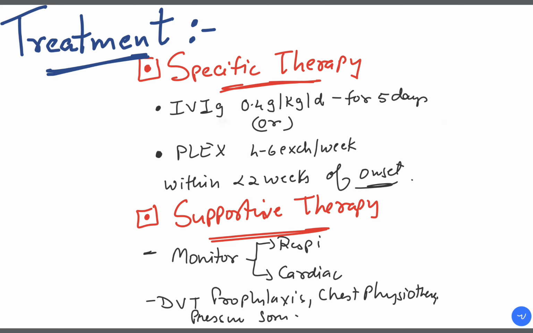So for IVIG, the dosage is 0.4 gram per kg per day for 5 days, so a maximum of 2 gram per kg per 5 days. Then the other is PLEX, that is plasma exchange, 4 to 6 exchanges within the first 2 weeks of onset. As I said, the treatment should be initiated as early as possible, because after 2 weeks good results will not be achieved. Then other supportive therapy and monitoring, such as respiratory and cardiac monitoring, also DVT prophylaxis, chest physiotherapy, and prevention of pressure sores.